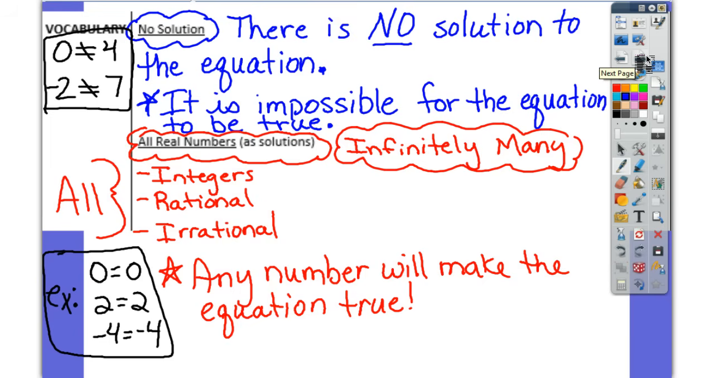Skip C. Two vocab: no solution and all real numbers, meaning infinitely many. The answer is infinite. Make sure you get these examples written in. This is when the variables cancel out and you just have a number equaling a number. If they're different on both sides, it's no solution. If the variables cancel out and the numbers are the same, they're equal on each side of the equal sign, then it's infinite. Any number in the whole world will work.